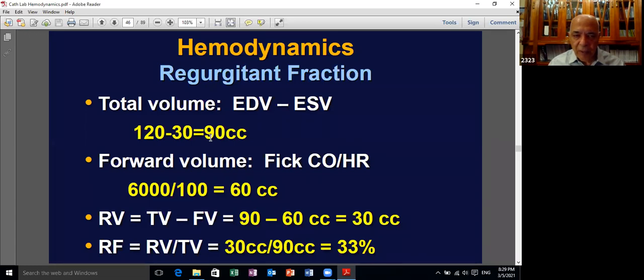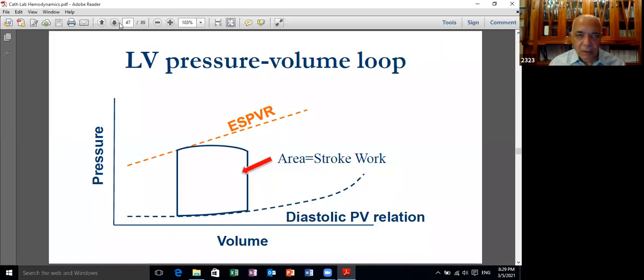Part of it is going forward, part of it is going back to the left atrium. How can we know the forward part? Using the Fick cardiac output measurements, you have the cardiac output of 6 liters divided by the heart rate, so 60. The difference between 60 and 90 is the regurgitant volume, divided by the total left ventricular volume, and you end up with a regurgitant fraction of 33%. So 33% is a moderate mitral regurgitation. We know that to be severe, it should be 50%, and to be mild, it should be less than 20%. So this is a moderate mitral regurgitation.